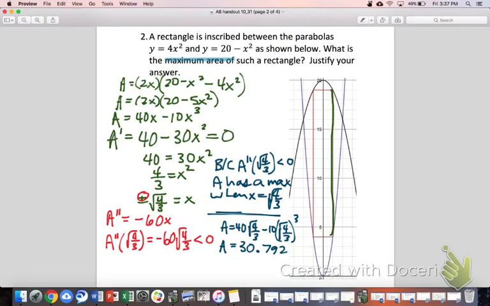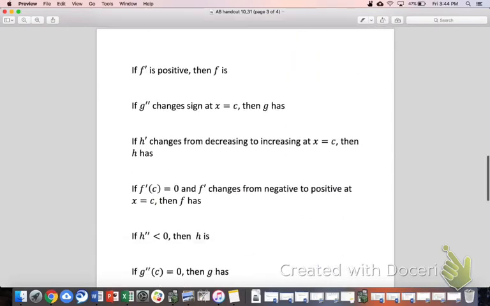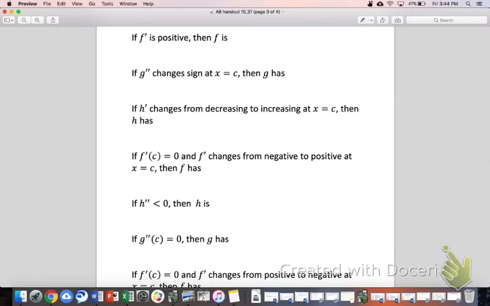Next up is a little review of some of the connections between f prime and f double prime. So take a minute and fill out this part coming up right here. Yeah, this part. And when you're ready, play the video and see how these work out. All right, here we go. We'll do the first part here. If f prime is positive, then f is increasing.